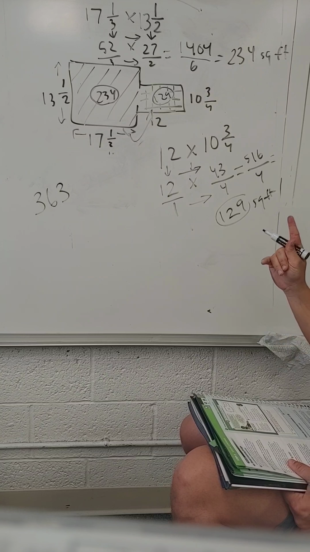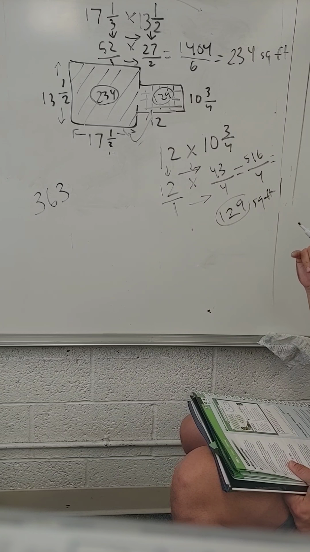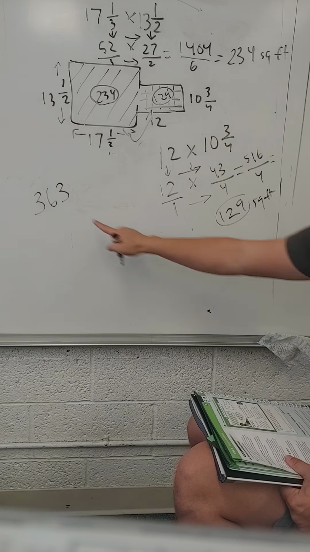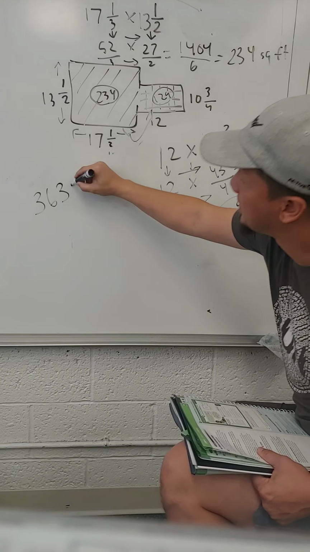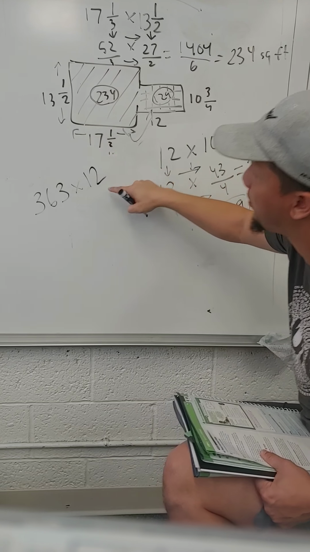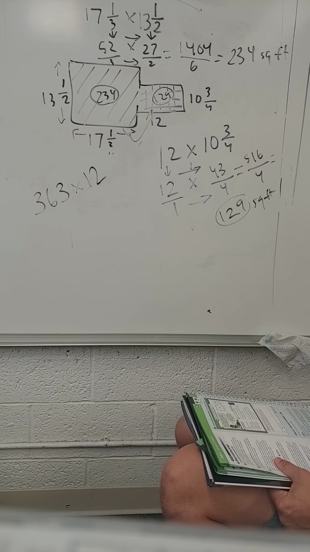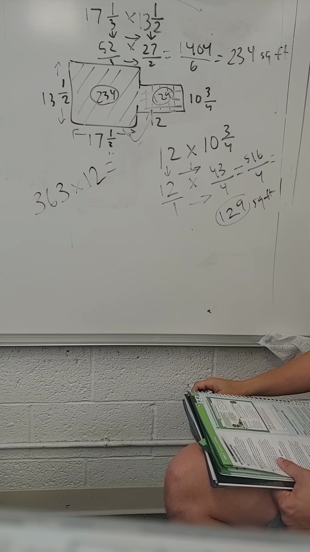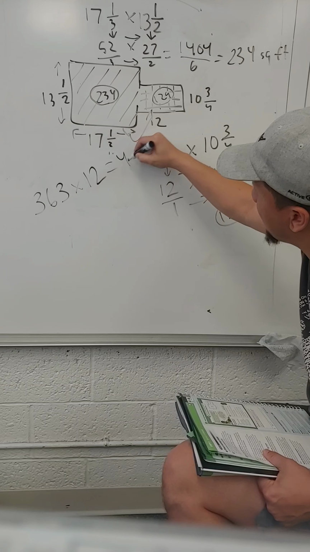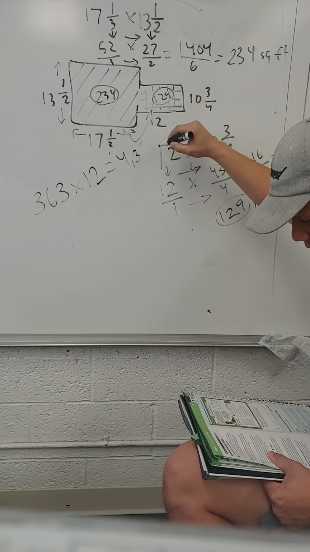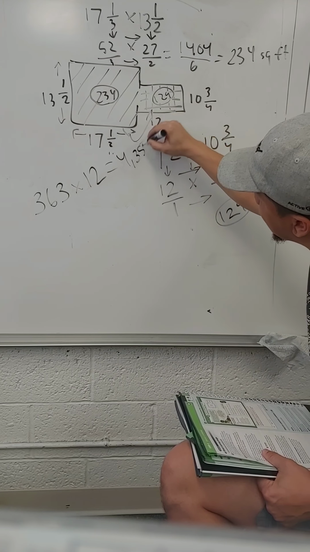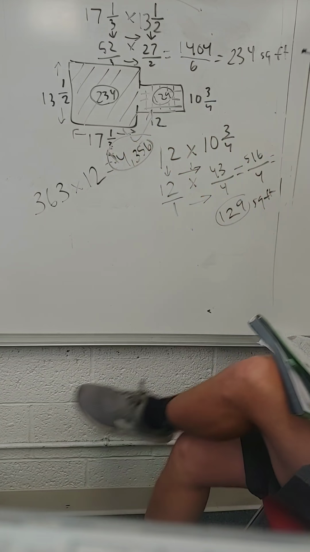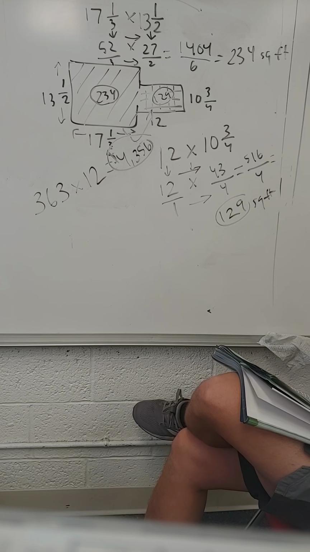Now, if we're going to put a tile, that's going to cost $12 per square foot tile. All we're doing is taking our total area times the cost of the tile per square foot, which is 12. 363 times 12 to give you a grand total of $4,356. Okay, this is how much it would cost to tile the total space.